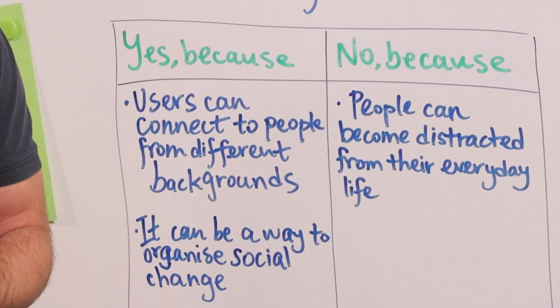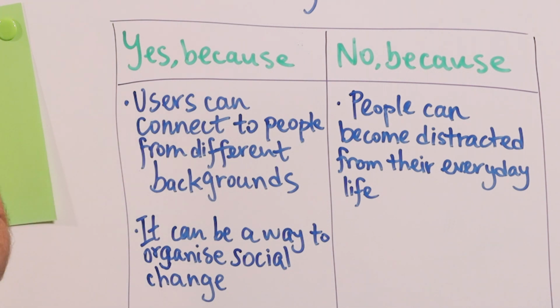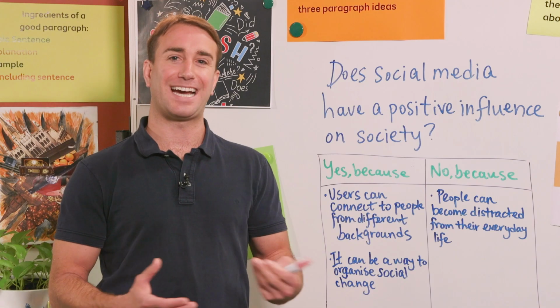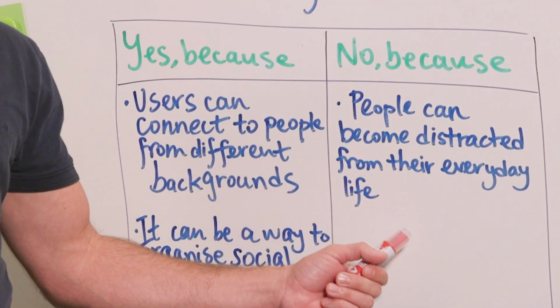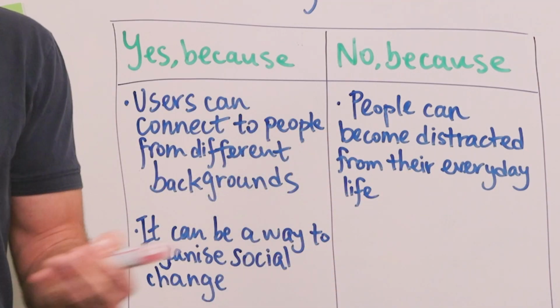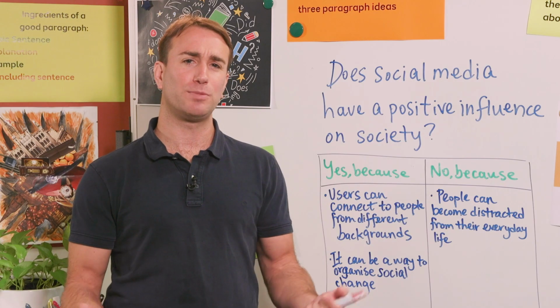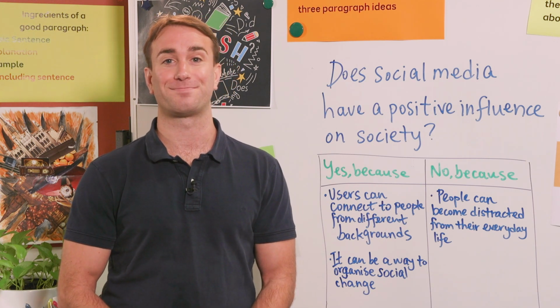The benefits are that users can connect to people from different backgrounds from all over the world. And it can be a way to organize social change, like a donation drive. But the downside of social media is that people can become distracted from their everyday life. So they're spending too much time on social media platforms. So how can we use this information to plan an introduction and a conclusion?